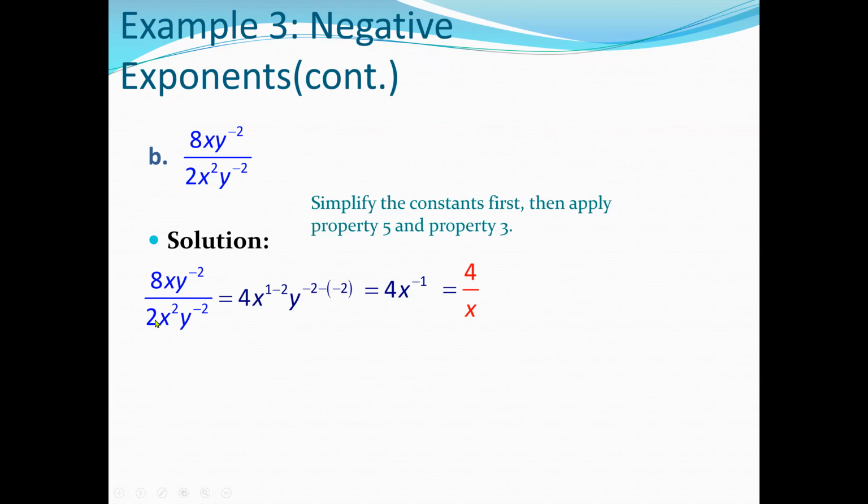So again, 2 can go into 8 is 4. The denominator has positive 2 exponent, so it will be 1 minus positive 2, which will be 1 minus 2. Then the y to the power negative 2 and y to the power 2, they will cancel each other. Or we can write y to the power negative 2 minus 2. Then later minus and minus will be plus, so we get negative 2 plus 2 will give us 0. Y to the power 0 will be 1. And 1 minus 2 will be negative 1. So finally, our answer will be 4x to the power negative 1, which is the same as writing 4 over x.